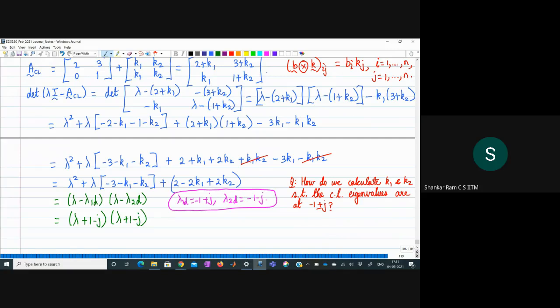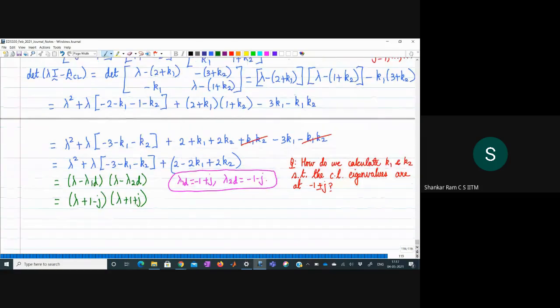Once we have this, what we need to do is expand now, right? This is two factors which have complex conjugate parts. Lambda plus one is the real part, and j is the imaginary part, plus or minus. So if we expand this, you can do this as an exercise, we are going to get lambda squared plus 2 lambda plus 2, right? So this is the closed loop characteristic polynomial that comes from the desired eigenvalues.